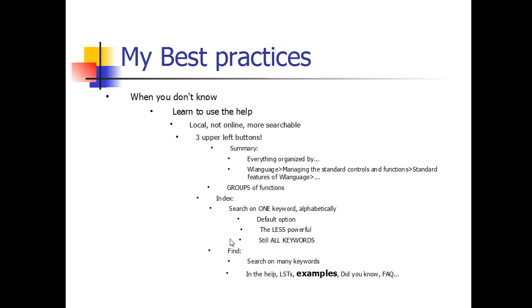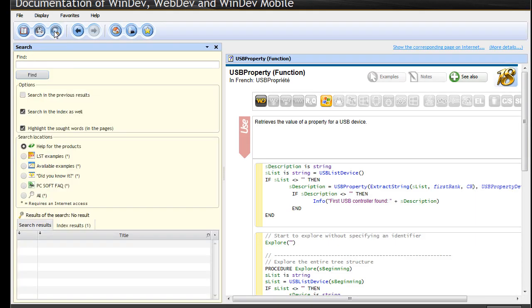Let me show you. When you go on the third pane, you can type as many keywords as you want in here, and you will see here, that's the important thing, either you only look in the help, and in that case it is going to be on your local machine, so you don't need an internet connection for that, or for all the other LST examples, available examples, "did you know it", PCSoft FAQ, or in everything. For that it will look all that online on the PCSoft website and give you all the results below, and then after that you can of course have a look.